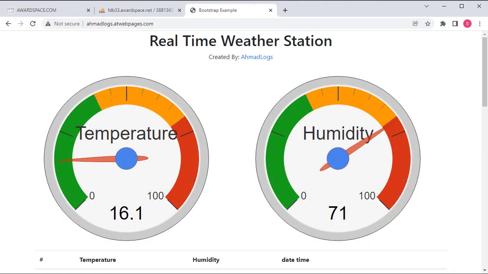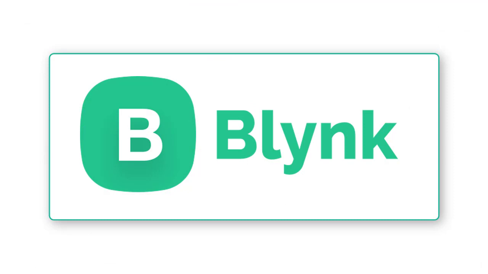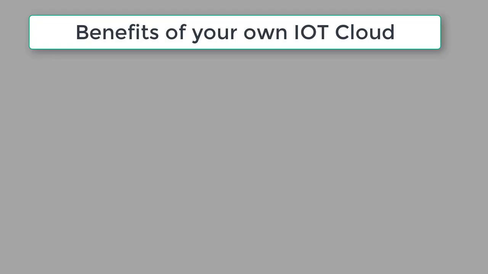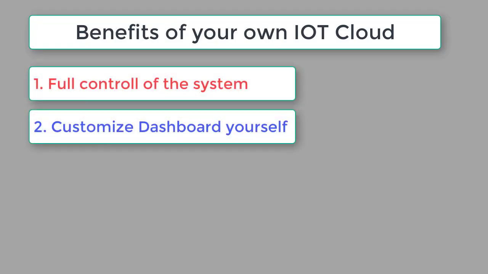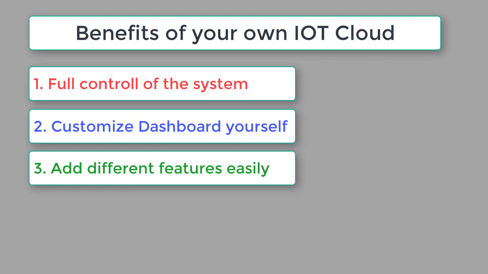There are many cloud solutions, both free and paid, that you can use to publish your sensor data, such as Blynk IoT Cloud, or you can say Arduino IoT Cloud. But by building your own dashboard, you have full control of your own system. You can easily customize the dashboard as per your requirements. Also, you can add as many features as you want by just using PHP.